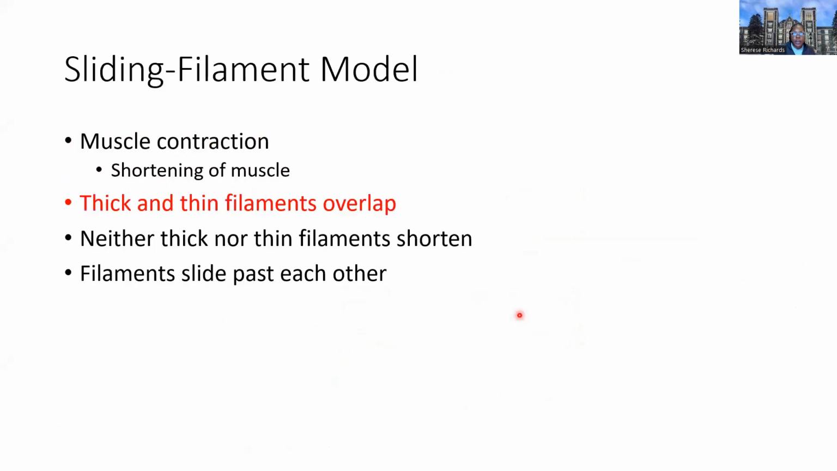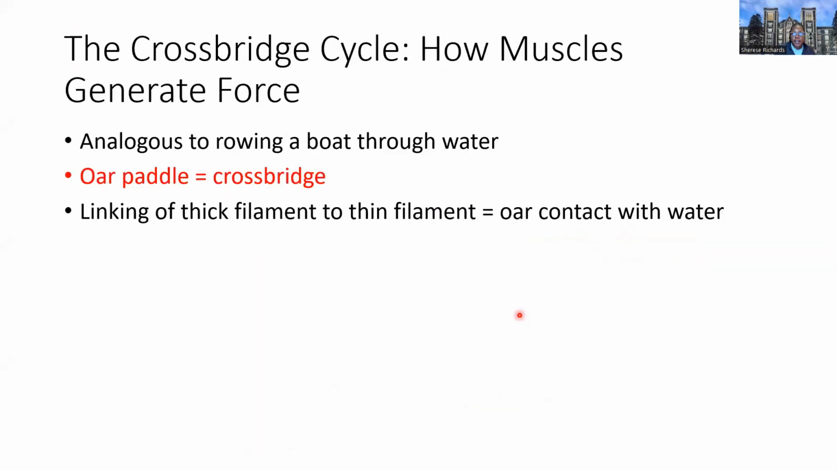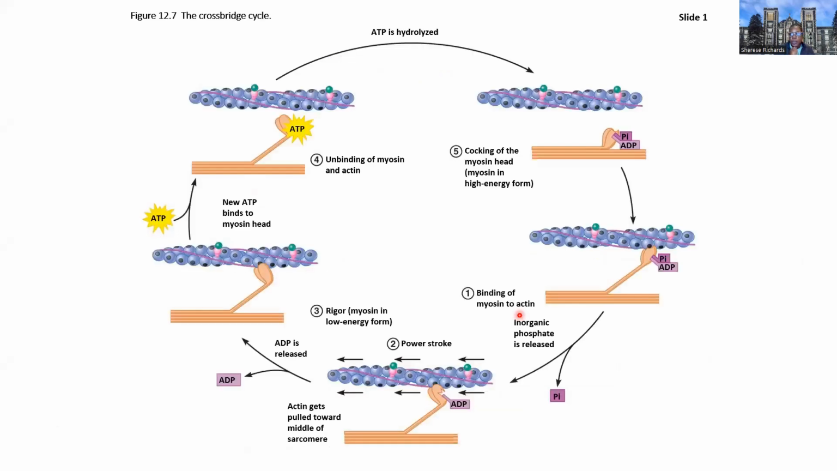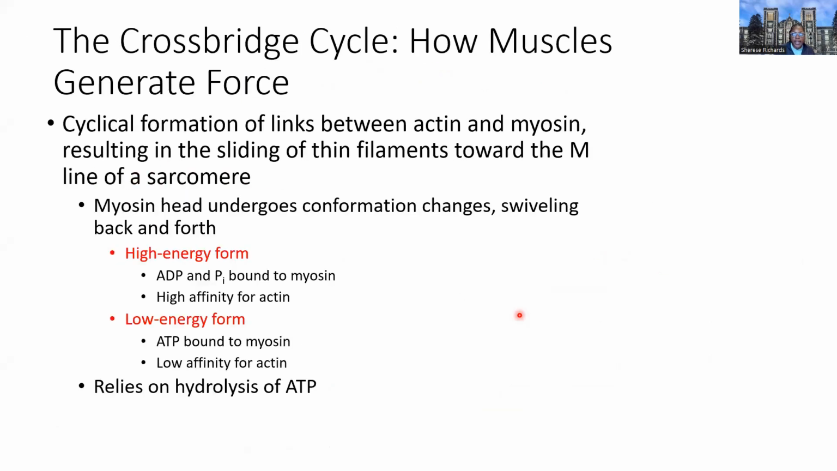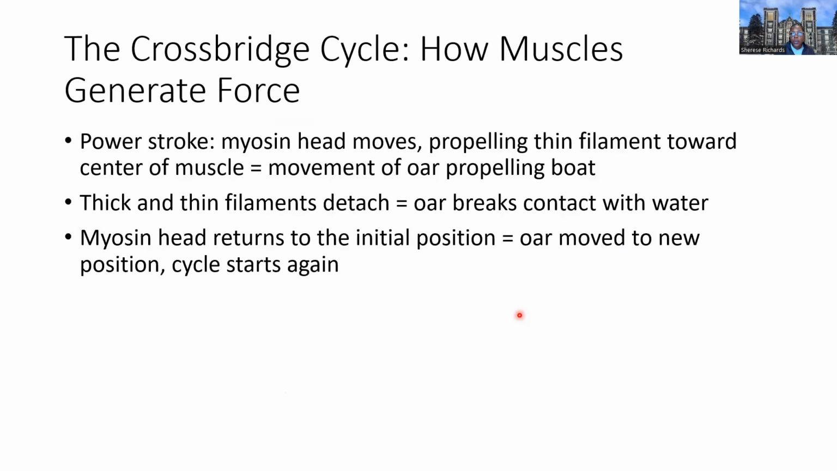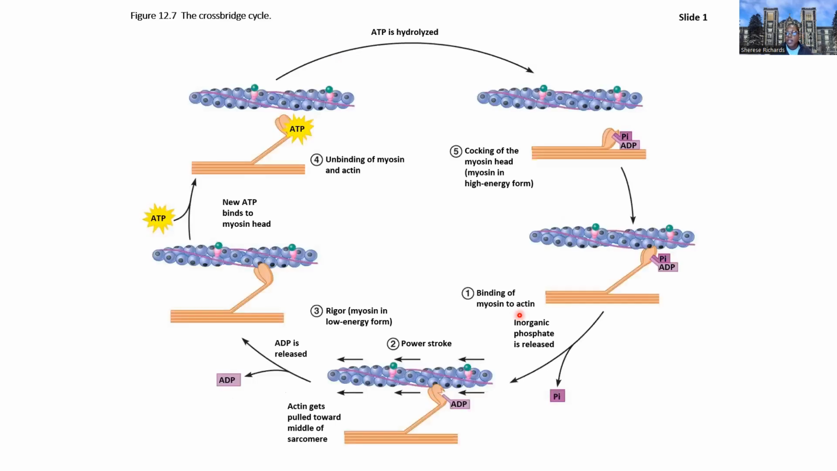Now, if we zone in on cross-bridge cycling, that is also important, the events that are found here. So thinking about the two states of the myosin head, the high energy form, which is when it has ADP and phosphate bound to it, versus the low energy form, which is when it has ATP bound to it. It's really important to think about these two forms in order to make sense of the cross-bridge cycling.